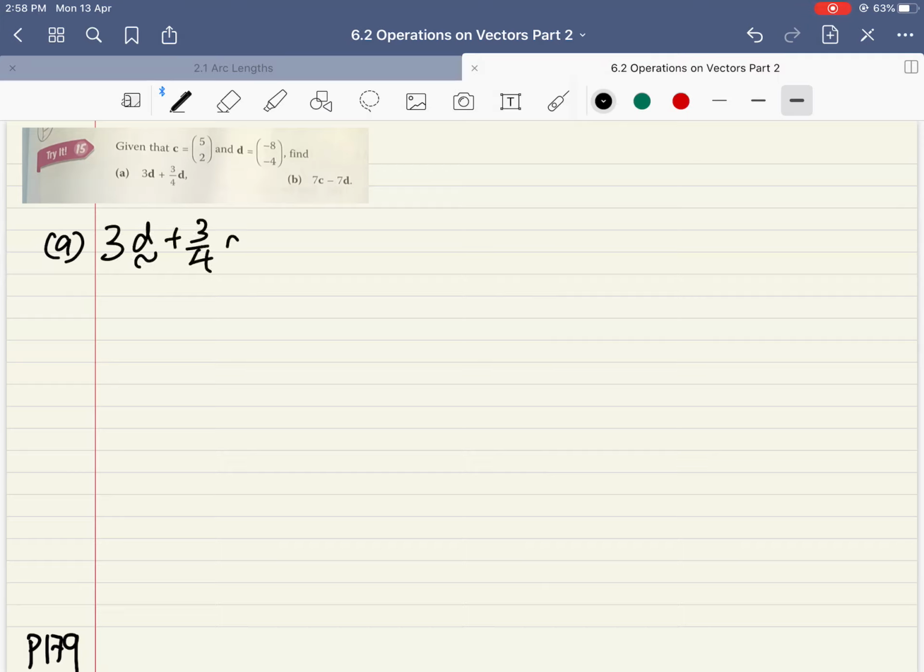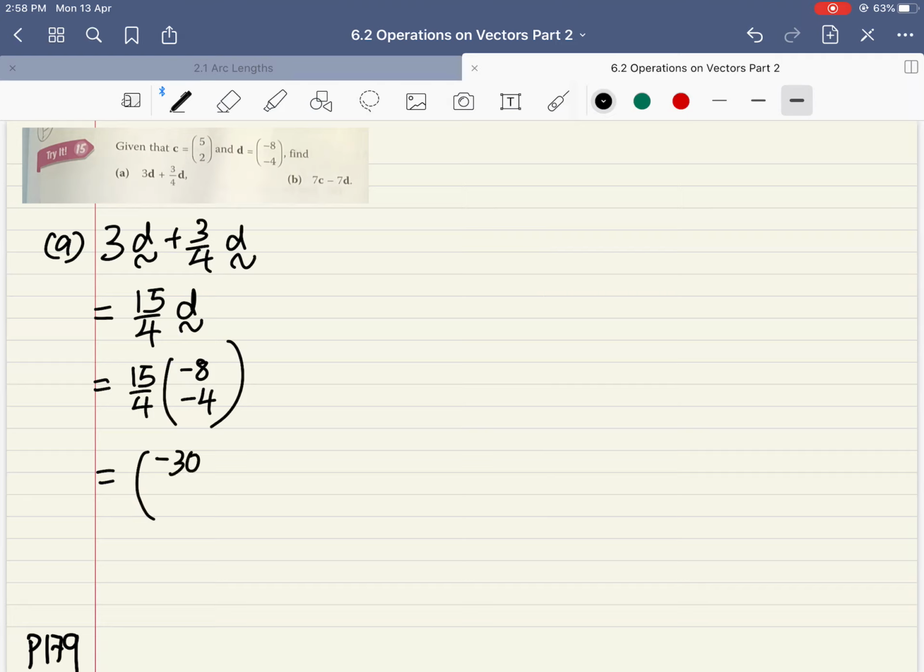So for try it 15a, I want 3d and 3/4 of d. In this case, it's a scalar multiplication. I can actually add 3 and 3/4. They are like terms. So what I get is 15 over 4 of the vector d. So I just take 15 over 4, multiply to the vector d, and what I'll get is negative 30 and negative 15.